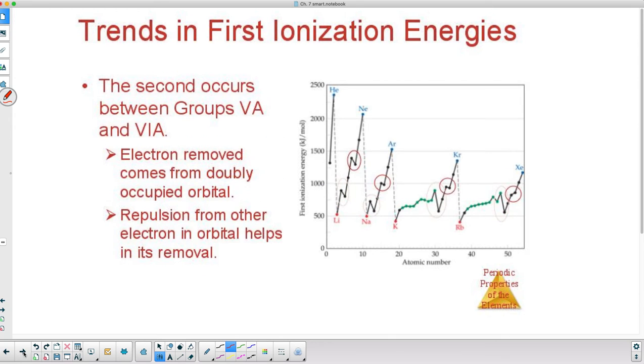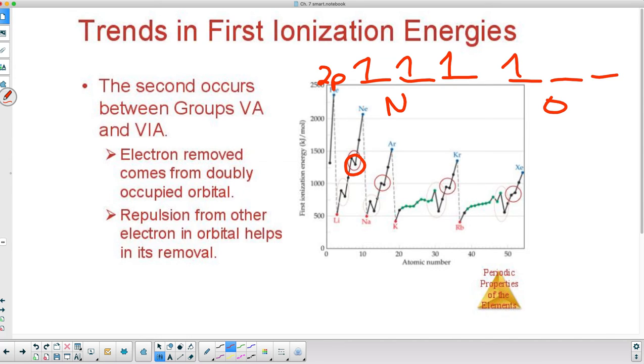The second one occurs between 5A and 6A. The electron removed comes from a doubly occupied orbital. So that accounts for this right here. That means we're going from a doubly occupied orbital, which looks like this. Those are singly occupied orbitals. The next one would be the 2p, and this would be for nitrogen, but then oxygen would have the 2p. For the first time, we have 1, 2, 3, and then the fourth one goes like that, and that's the doubly occupied orbital. That's what that is. So that's the reason for the second issue.